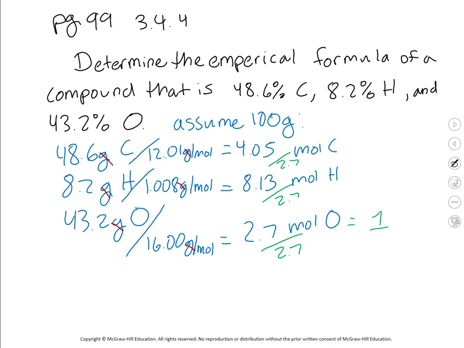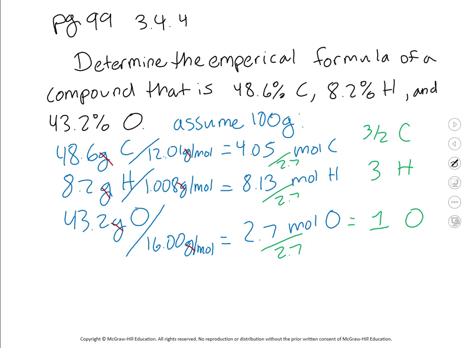So that'll give us 1 of the oxygens. 3 of the hydrogens. And the problem up here is when I take 4.05 divided by 2.7, what does that give me? 1.5, which does not round to 2. It's not close enough to round to 2. It does round close to a fraction. What fraction is it? 3/2. So I'm going to write this as 3/2.